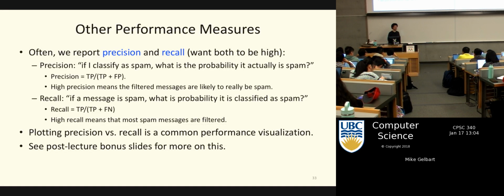You may also come across a precision recall curve where you have recall on one axis, precision on the other, and you can visualize the trade-off between these two for various settings of your method. There's more on this in the bonus slides. I'm not planning to go into it, but just again, so that you have heard of these things, I think that's important.